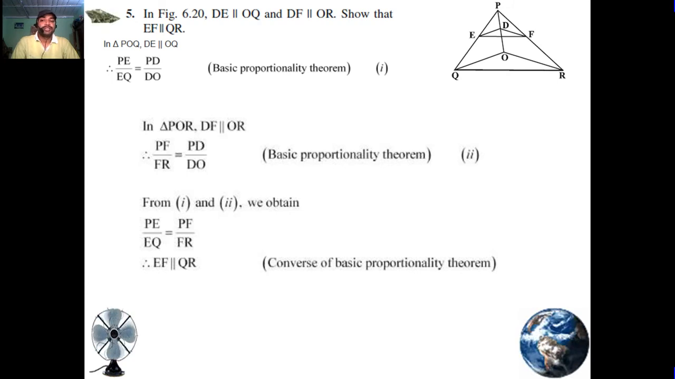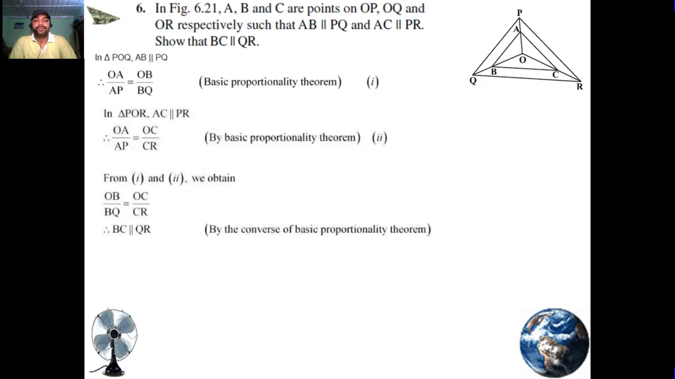Equation number 1. In triangle POR, DF is parallel to OR. So PF upon FR is equal to PD upon DO by BPT. Equation number 2. From first and second, we obtain PE upon EQ is equal to PF upon FR. That is, EF is parallel to QR, by the converse of the basic proportionality theorem.